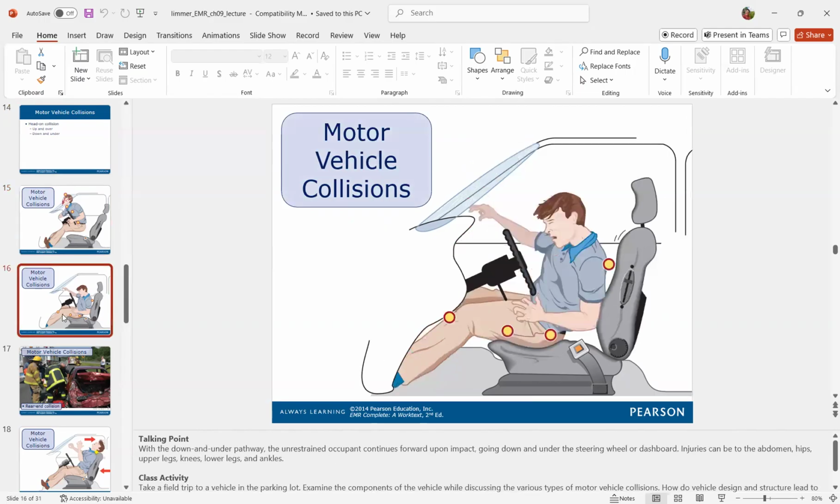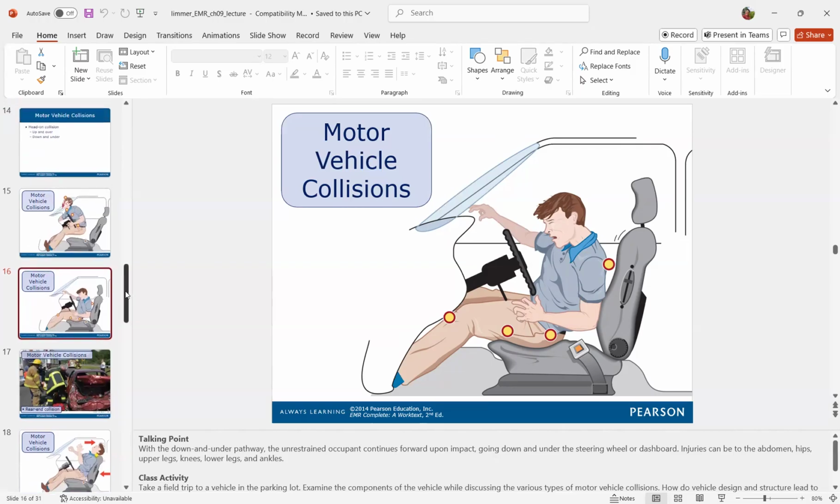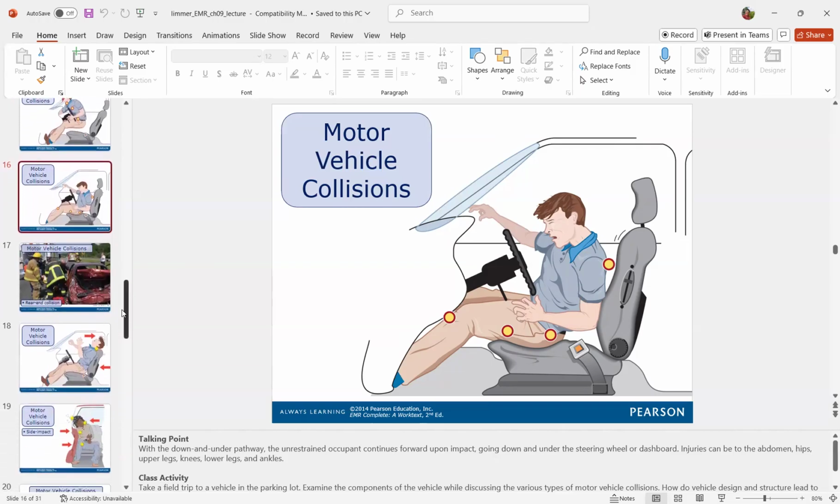Or they're going to go down and under. The unrestrained occupant continues forward upon impact, going down and under the steering wheel or dashboard. That's where the legs are going to be involved. So your abdominal area, hips, upper legs, knees, lower legs, and ankles are all going to be impacted. So that's the front-end collisions, or head-ons.